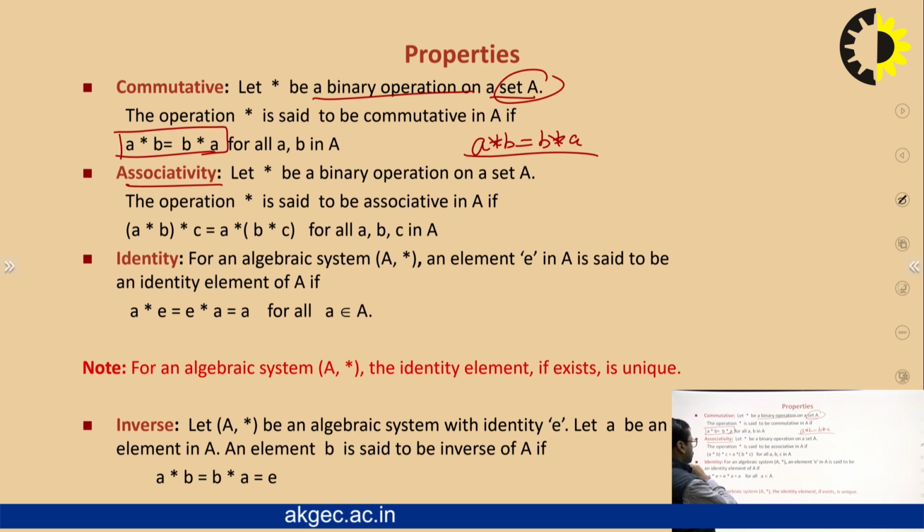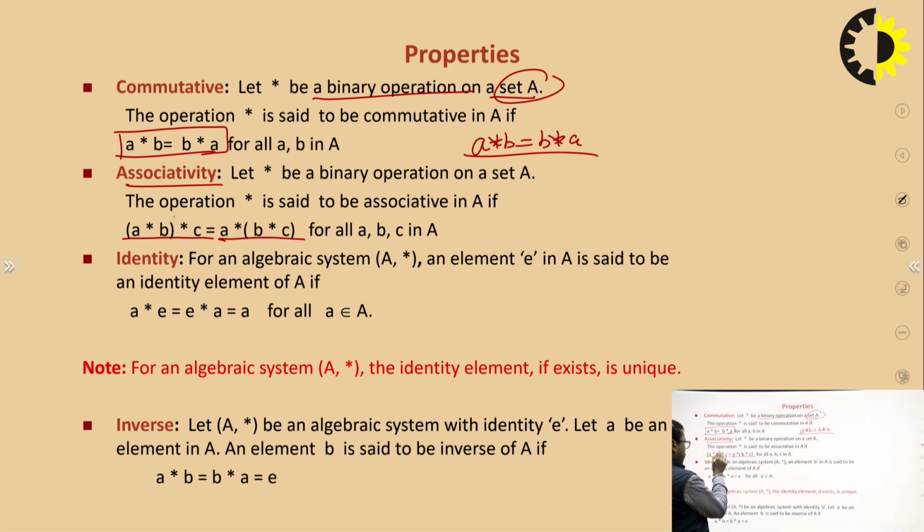In the case of associativity, (A star B) star C equals A star (B star C). Here firstly we calculate B star C, then we apply A star with that result, and we calculate A star B star C.